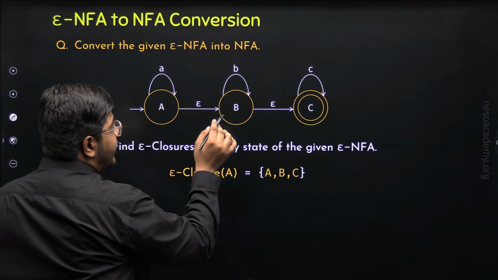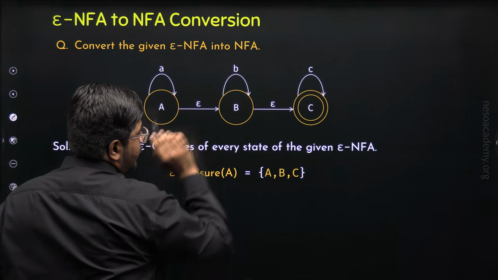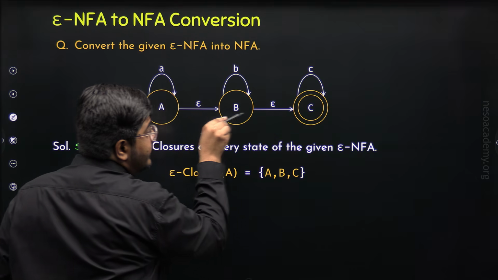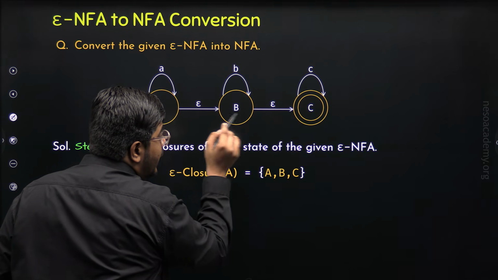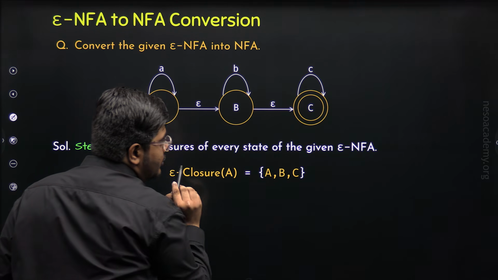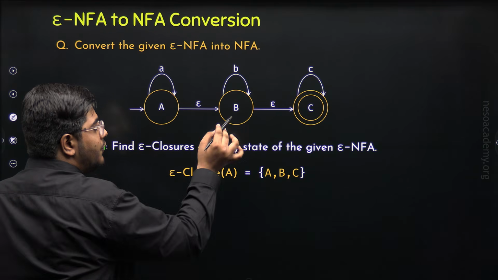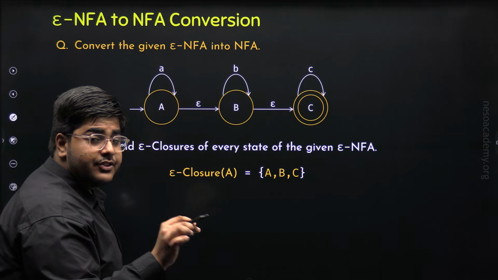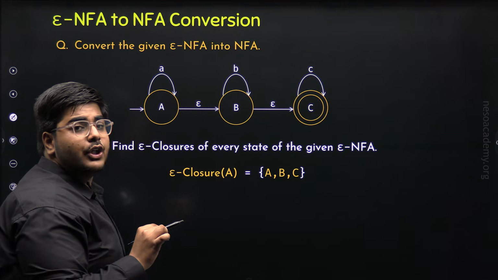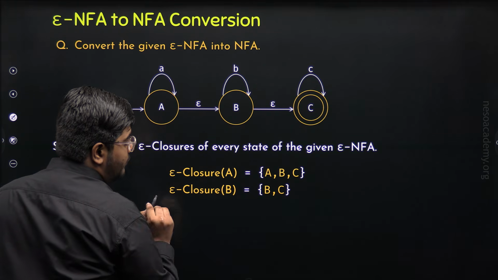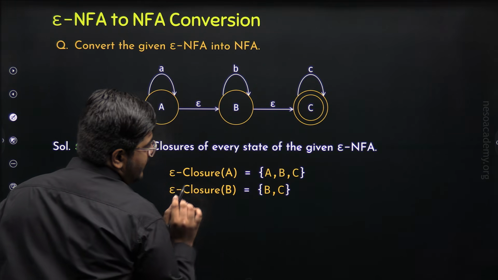Similarly, we need to calculate the epsilon closure of B. Now, as you can see, we can reach the state C from the state B using only epsilon transition. That is why C will be part of the epsilon closure of B. And as per the definition, B will also be part of its epsilon closure. So, epsilon closure of B will be equal to {B, C}.